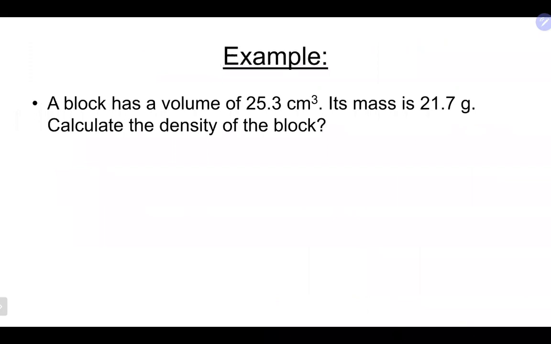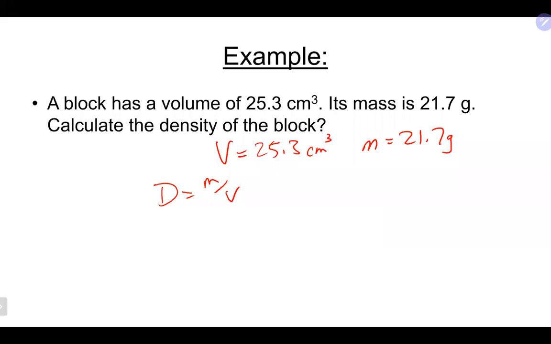We want to calculate the density of a block that has a volume of 25.3 cubic centimeters and a mass of 21.7 grams. So let's take a look at this. We have a volume of 25.3 cubic centimeters and a mass of 21.7 grams, and we're looking for density, which is mass divided by volume. In this case, we have all the numbers that we need. We just need to plug it in. The mass is 21.7 grams divided by the volume, 25.3 cubic centimeters.